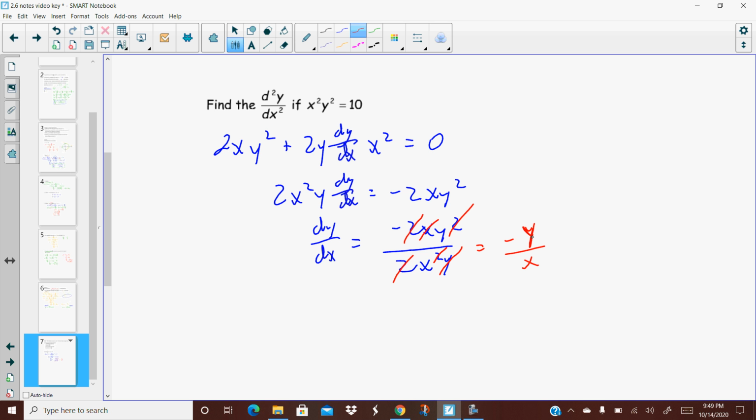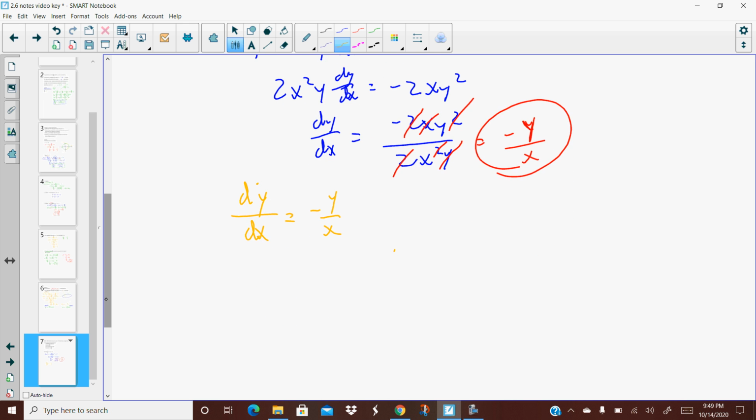So now we have to find the second derivative, which means we're going to take the derivative of that. Okay, so now the second derivative. Write it like this. All right, the derivative of dy over dx is the second derivative. Again, that's the notation. The derivative of the right side is going to be a quotient rule.